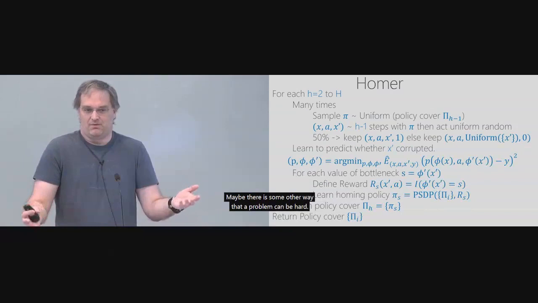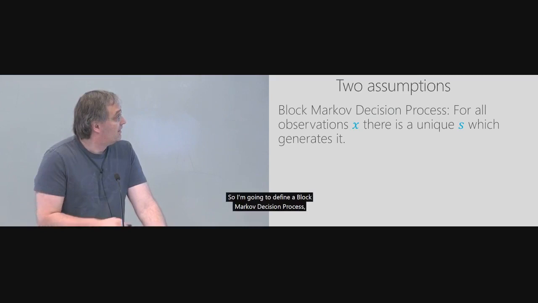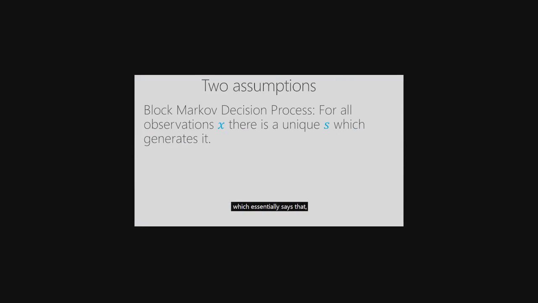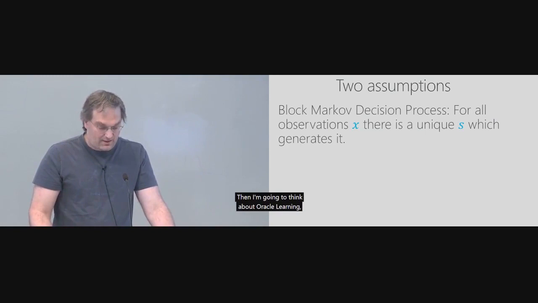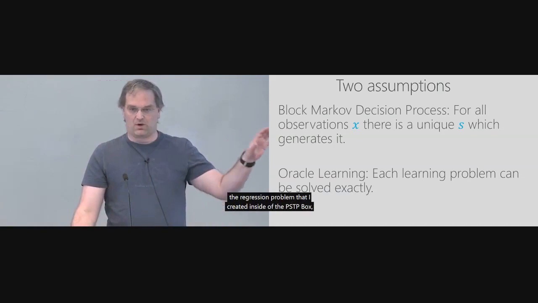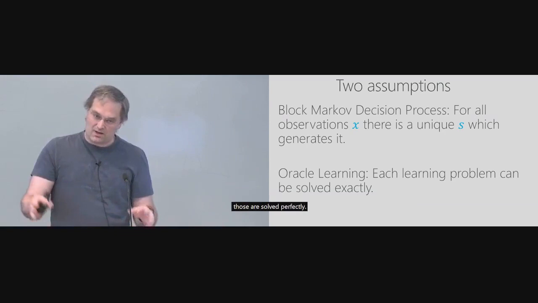But we can actually make a claim here. I'm going to define a block Markov decision process, which essentially says that for every x, there's a unique s which generates it, which means that it's possible, given x, to predict what the underlying state is. So given the observation, you can predict what the underlying state is. And then I'm going to think about oracle learning. I'm going to assume that essentially all the learning problems that I'm creating, the regression problem that I created and inside of the PSTP box, the contextual bandit problems that I created, those are solved perfectly. So let's not worry about errors in those right now.